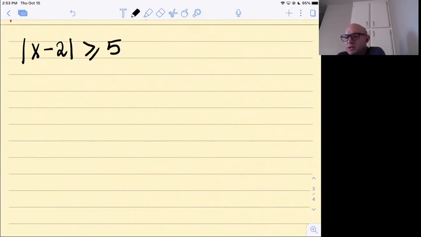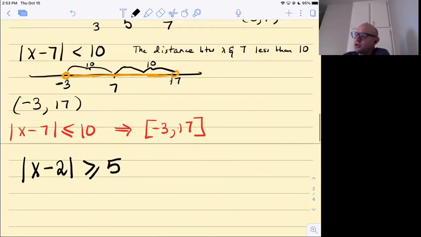So think about this one. Before, the idea was like if somebody tells you the distance you can be from your house is less than 7 or less than 10. What did we have previously? Yeah, the distance you can be from your house, which is located at position 7, is less than 10 miles. Then you have a region where you have to hang out close to your house. So how does it change if you say the absolute value of x minus 2 has to be greater than or equal to 5?